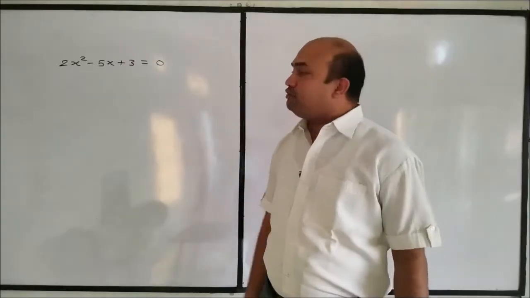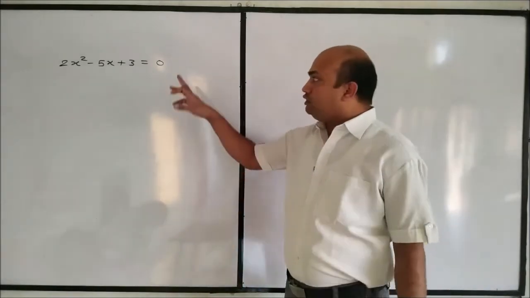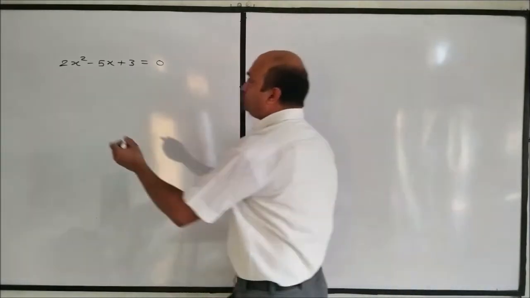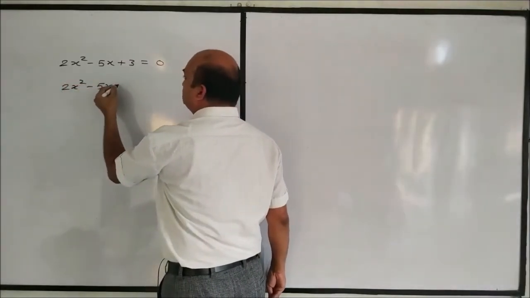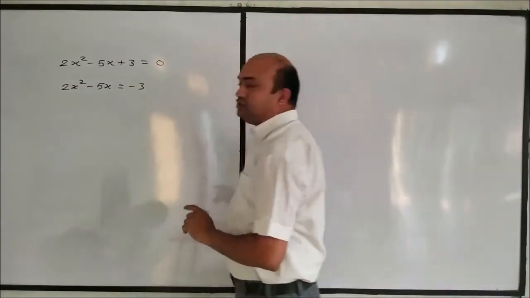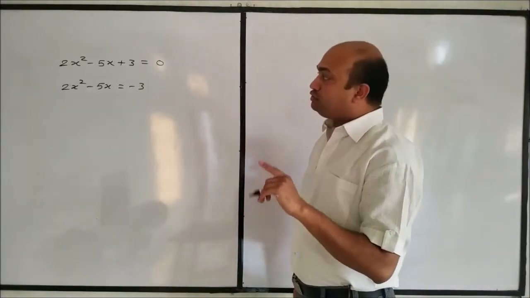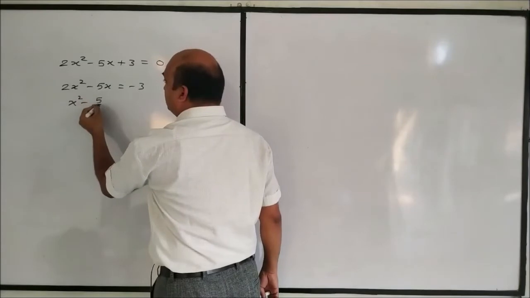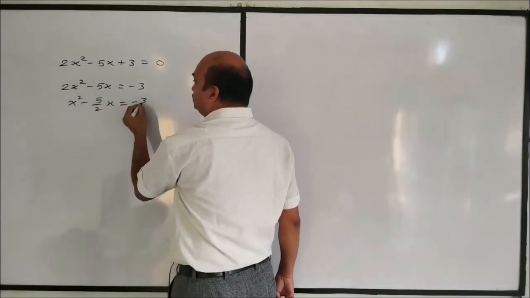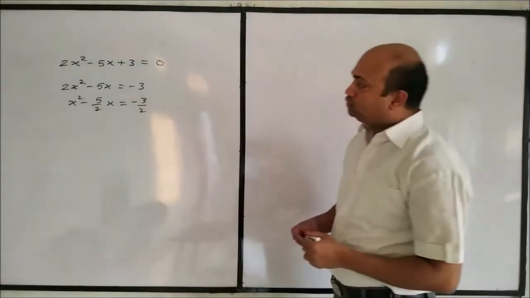Solve this equation by completing the square method. You see this 3, we shift here. It will be 2x square minus 5x is equal to minus 3. Divide the complete equation by 2. It will be x square minus 5 by 2x is equal to minus 3 by 2.